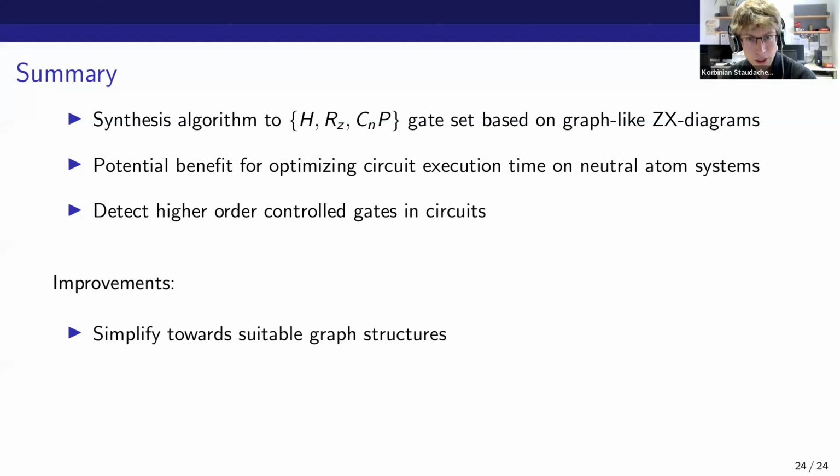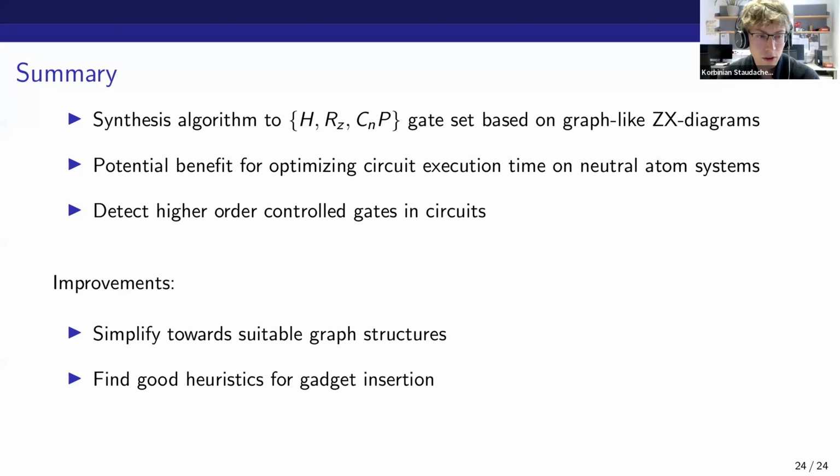So it would be really nice to further look into how we can really simplify those graphs to have as many phase gadgets in one layer of the extraction as possible. And this would correspond naturally also to G-flow, how we can have as many phase gadgets in one layer of the G-flow. And also another thing is that one can, of course, come up with good heuristics for this gadget insertion in the extraction.